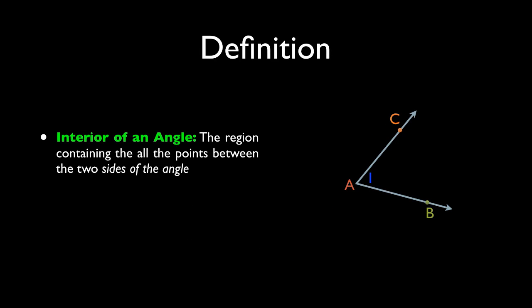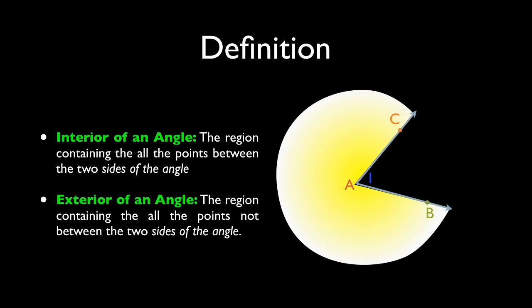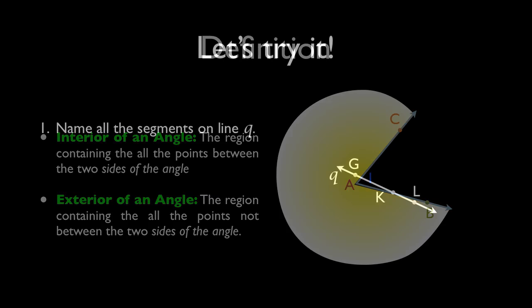And then let's start talking about some different parts of the angle. The interior of the angle, think of it as a beak, a bird's beak or whatever. The interior is whatever the bird can eat, so it's inside the mouth. And then the exterior of the angle is everything that's not inside the mouth there. Okay, so we talk about inside of angles and outside of angles all the time. Interior and exterior. So let's try some of this.